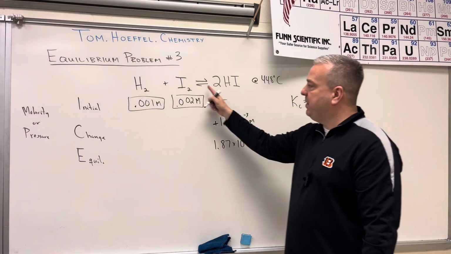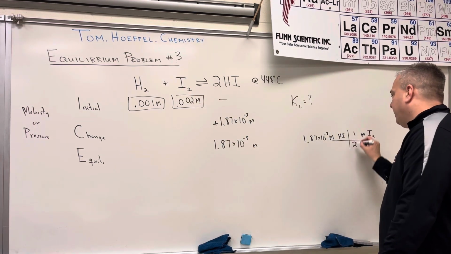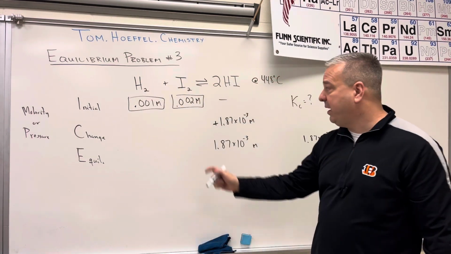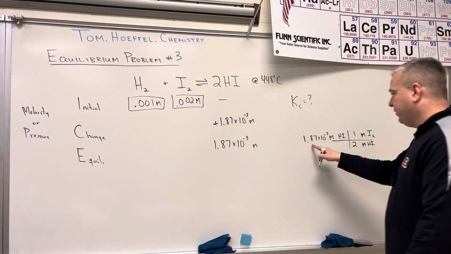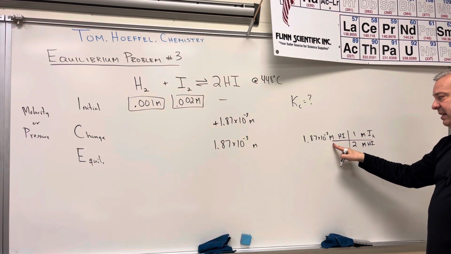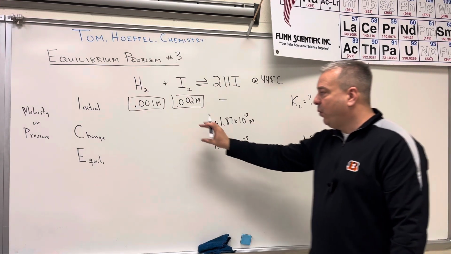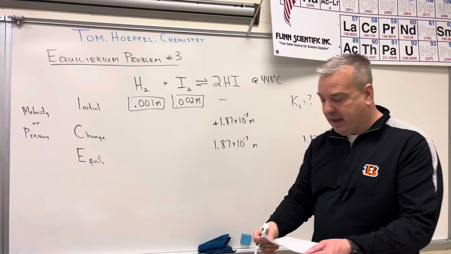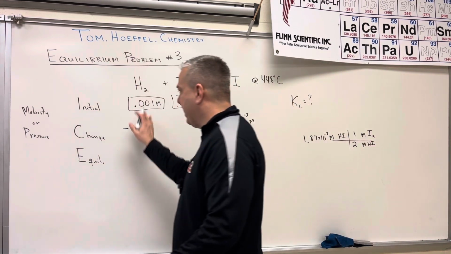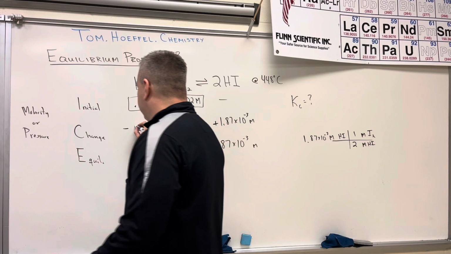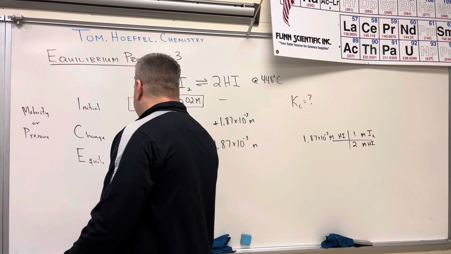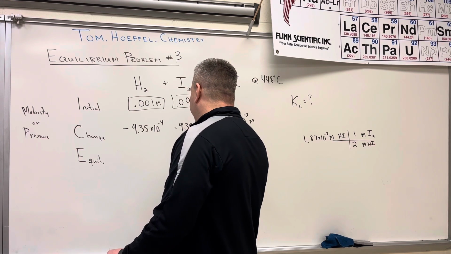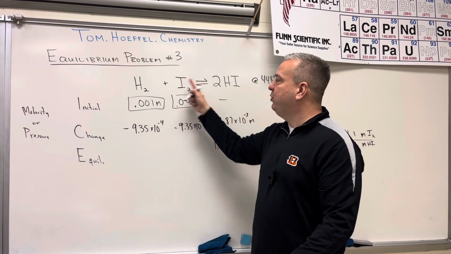It ends up being a 2-to-1 ratio for this one and a 2-to-1 ratio for this one. So we're going to get the same numbers here and here. So if I take this 1.87 times 10 to the negative 3 and divide it by 2, we're going to find the change for both the iodine and the hydrogen. And when we do that, this is going to go down. Remember, reactants react, so they're going to be consumed. So it's going to be 9.35 times 10 to the negative 4, and that's going to be for both of them, because both of them are a 2-to-1 ratio.